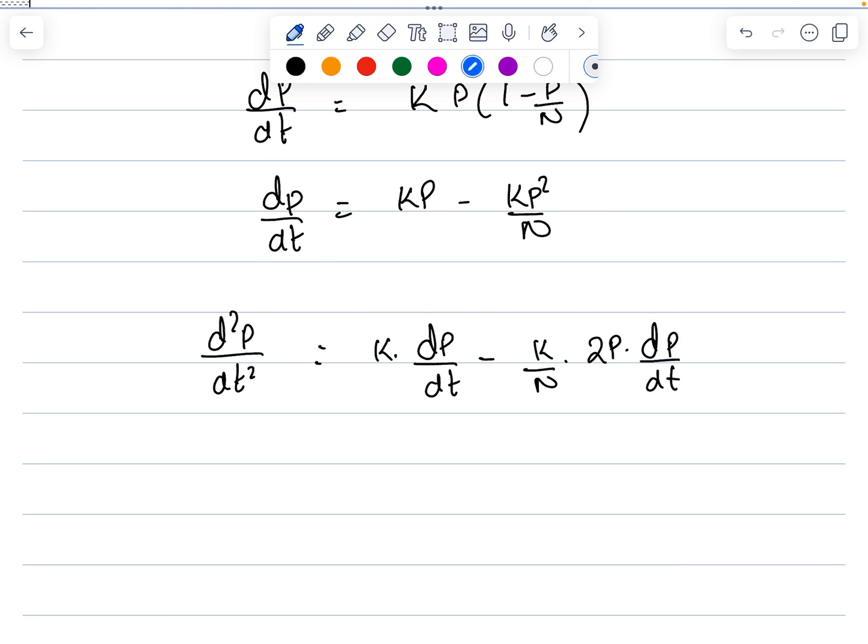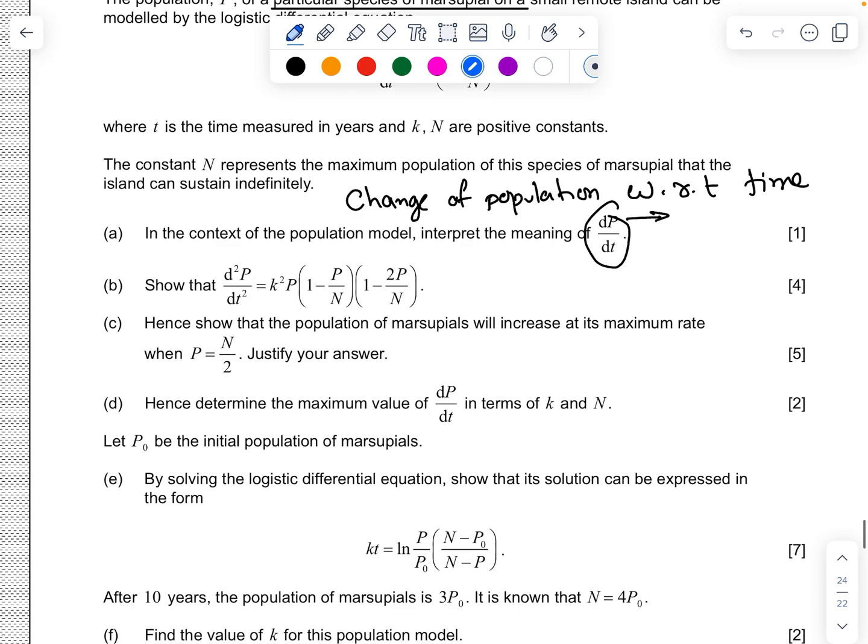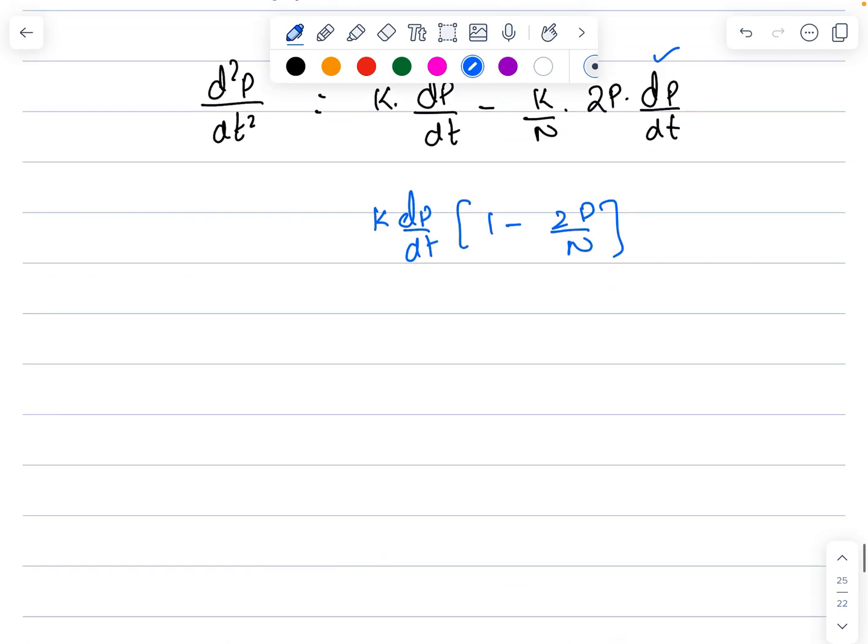Now what can I do? I can take the constant k dp upon dt common. So k dp upon dt common. So what is left over? 1 minus 2p upon n. I think that is all that has been asked. Then again, dp upon dt, plug in.